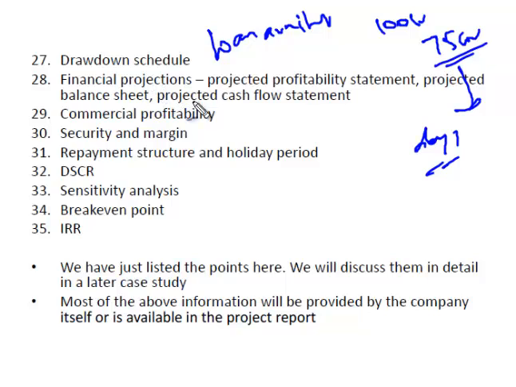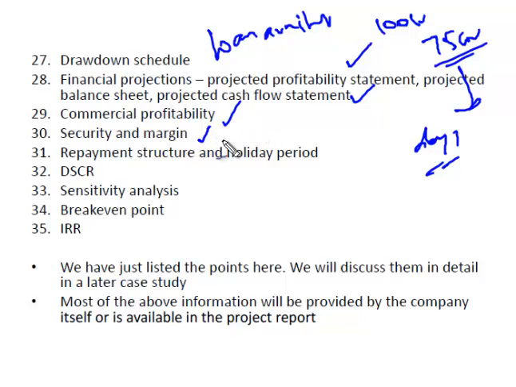Then of course the financial projections are very important. What is the projected profitability statement? What is the projected balance sheet? Projected cash flow statements? Those are very important, which we'll be dealing with in detail. Commercial profitability, right? Ultimately the loan is going to be repaid out of the profits earned by the project. So you should be establishing the long-term viability of the project.